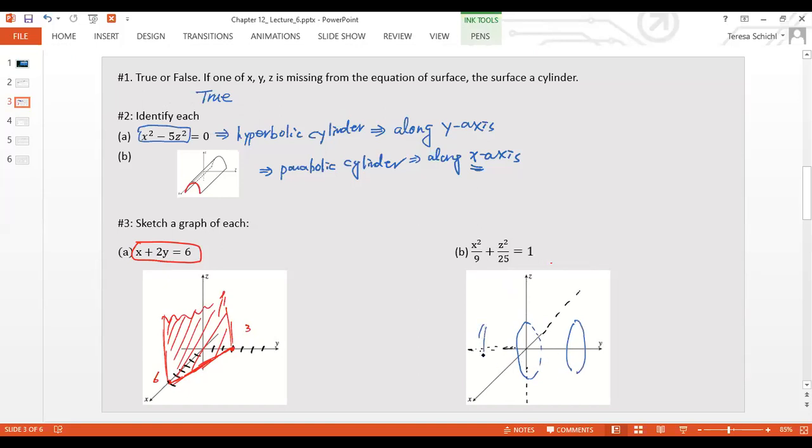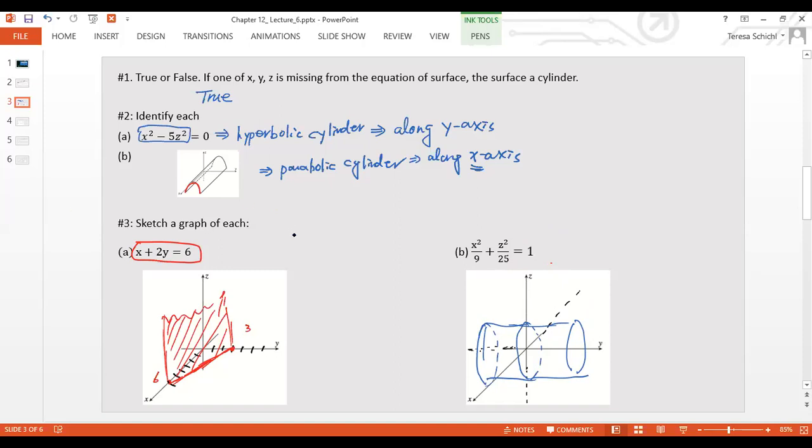Okay, so here, this is an elliptical cylinder, right? Because it's missing y, that's why this graph goes along the y-axis here. So basically, we call this a cylinder.